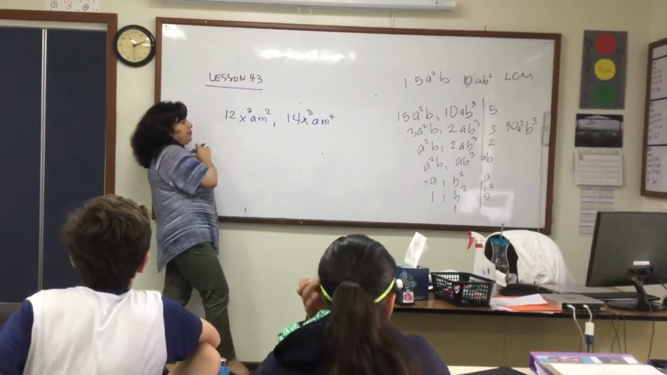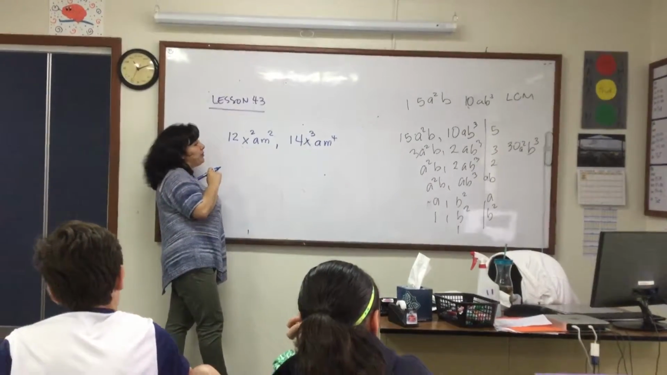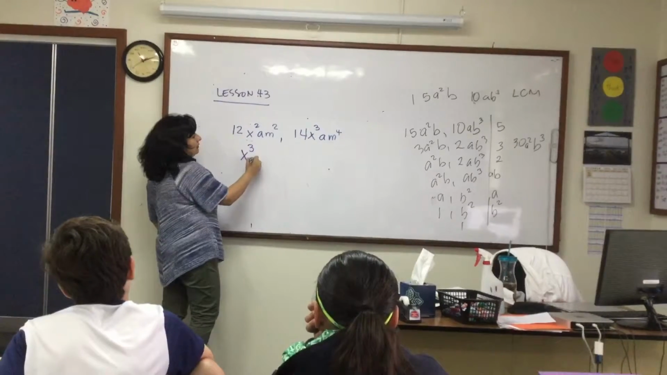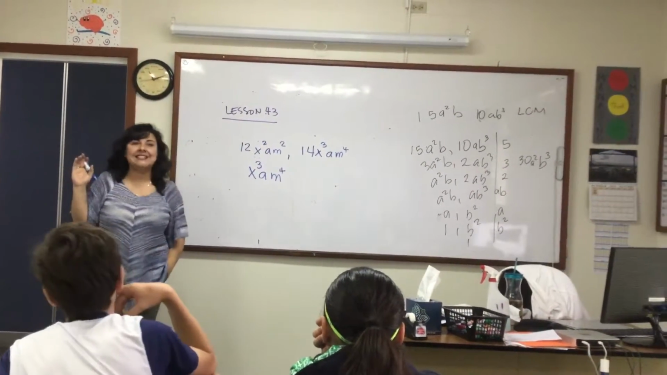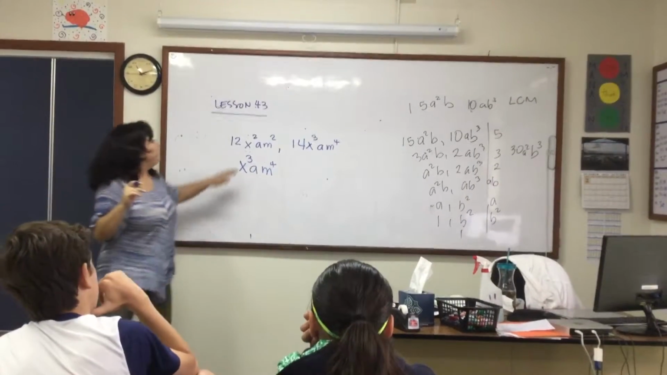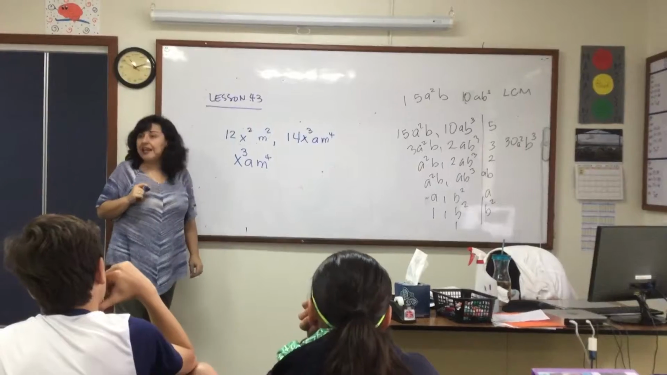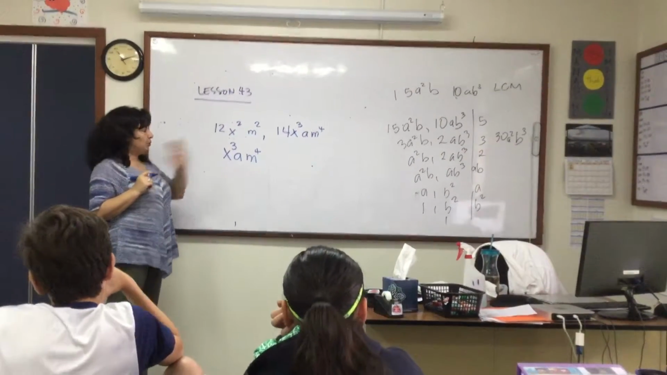Let's ignore the numbers for a second, and let's just focus on the variables. What would the variables be? What would include everyone? x cubed, a to the power of 4. Okay, so we've got the variables part. That's the easiest part, right? What if this one didn't have an a? Would this still be the least common multiple? Yes, it would be, because it's got to include everyone, right? And you take the one with the highest exponent, so that's good.